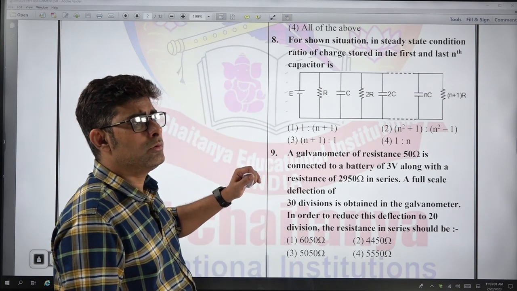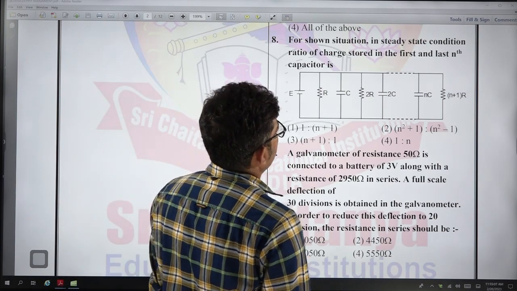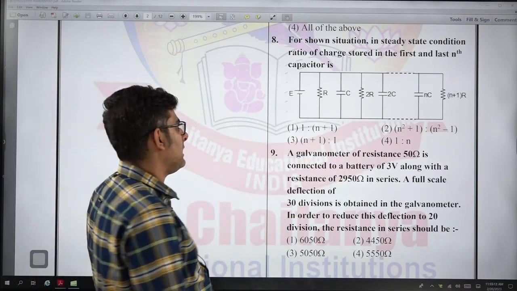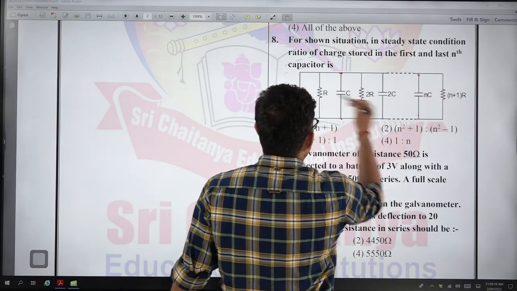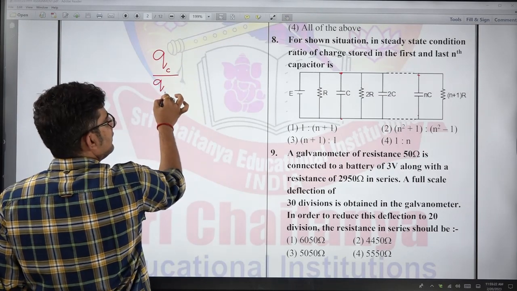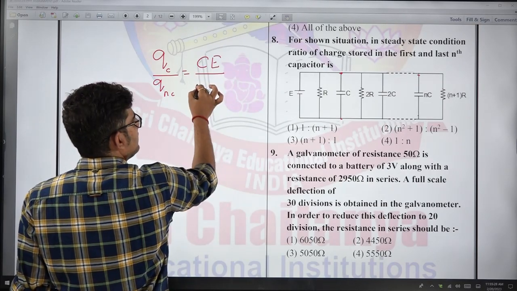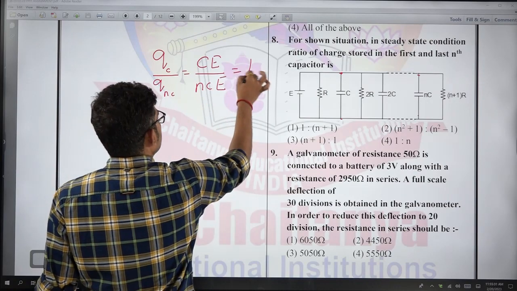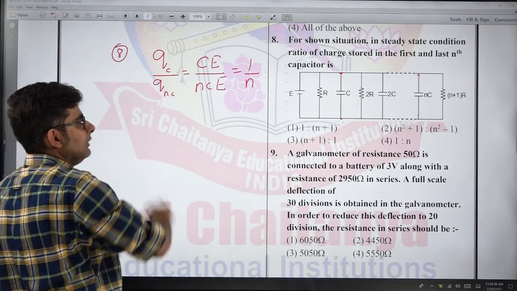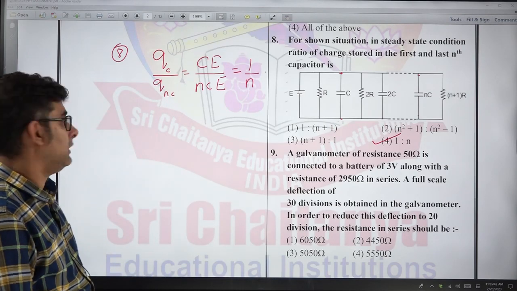So they are saying for the shown situation in steady state, find the ratio of charge stored in the first and last nth capacitor. Now you can see all are in parallel. If all are in parallel, what is the potential difference across each of them? It is E only. So what is the charge ratio on C and NC? Charge we know is CV. So C into E, and for the other the capacitance is NC. So what is the charge ratio? 1:n. That's it. So this was for the 8th one. Clear? Okay. Now 9th.